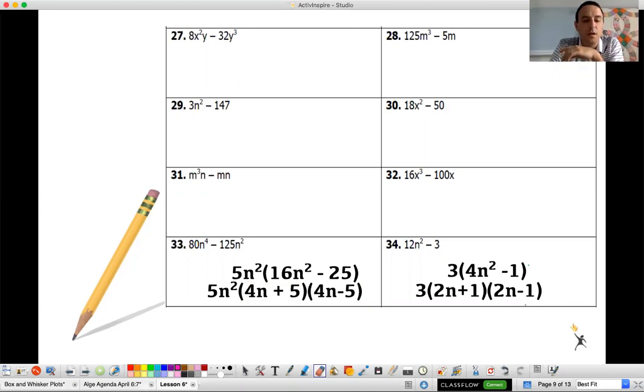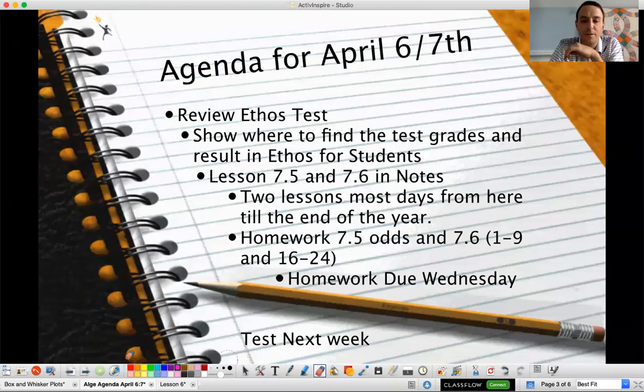All right. So now let's just jump back and talk about the homework real quick. Here are the homeworks for tonight. They're due on Wednesday. So you've got lesson 7.5, the odd problems. You already have the paper for 7.5. It was in the last packet I gave you. And then 7.6, which I've already posted online.